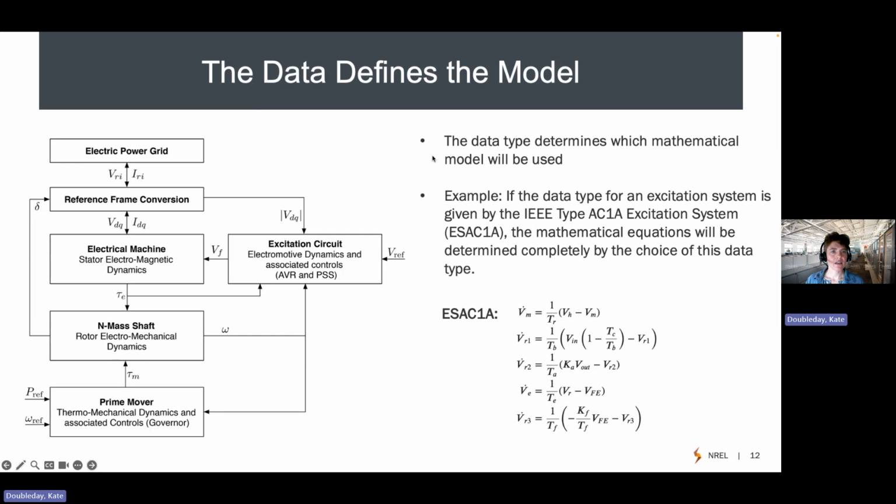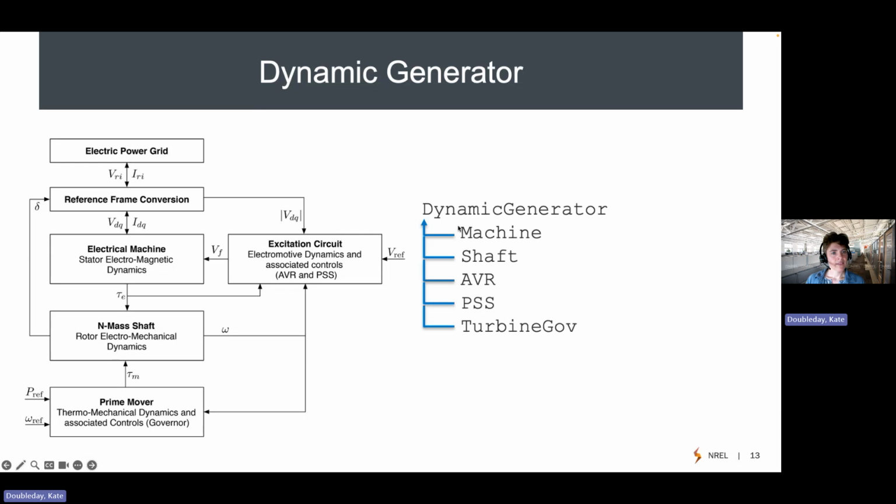And so the data type that you select based on the parameters that you have available determines the mathematical model and these specific equations which will be used. So this is where the data defines the model. So if you're going to develop a model for an entire dynamic generator, that dynamic generator will be a component in PowerSystems.jl in Sienna Data that is composed of a machine model, shaft model, AVR, PSS, and turbine governor model.